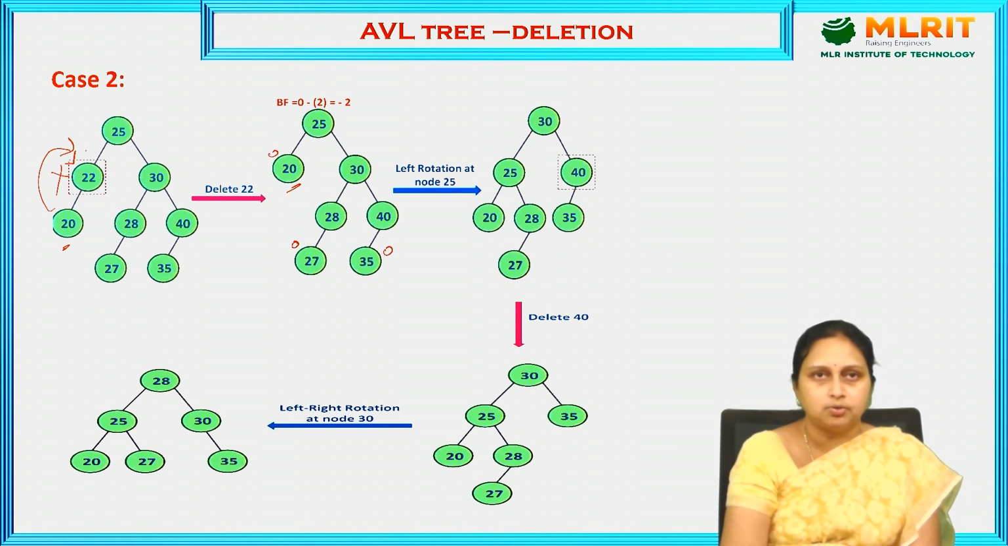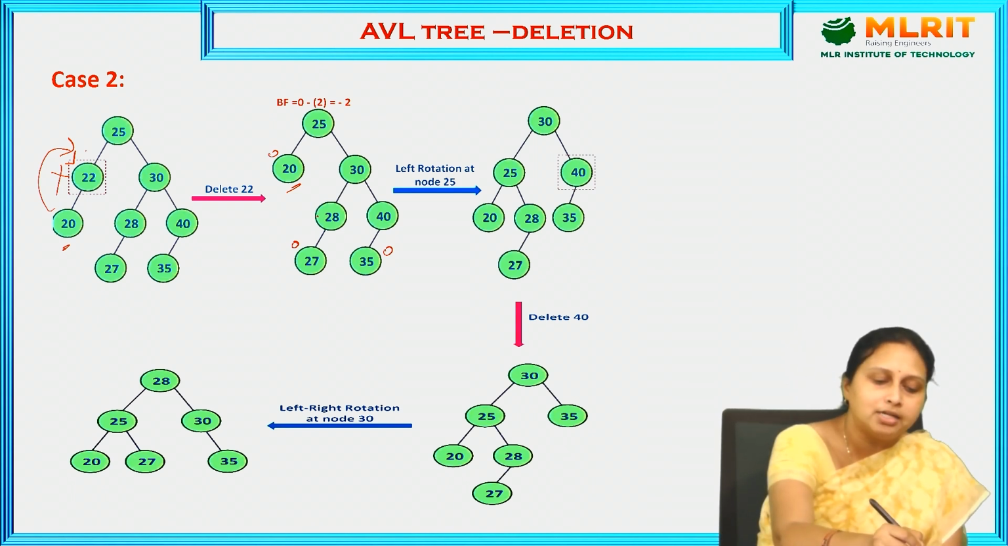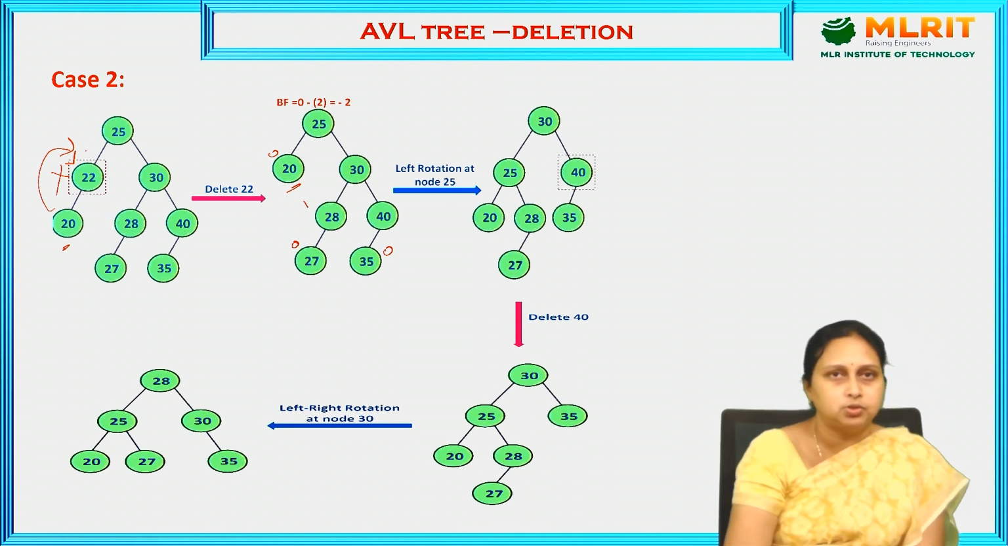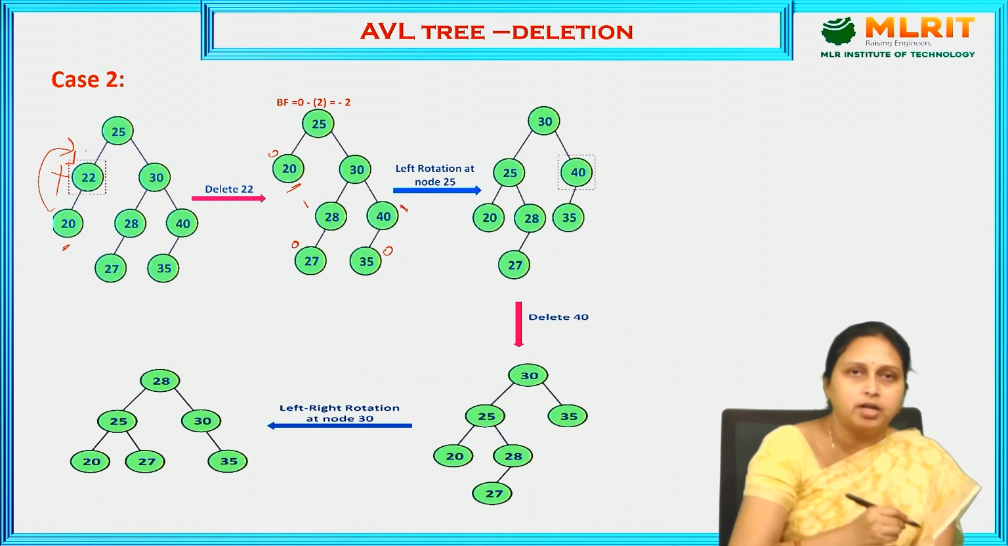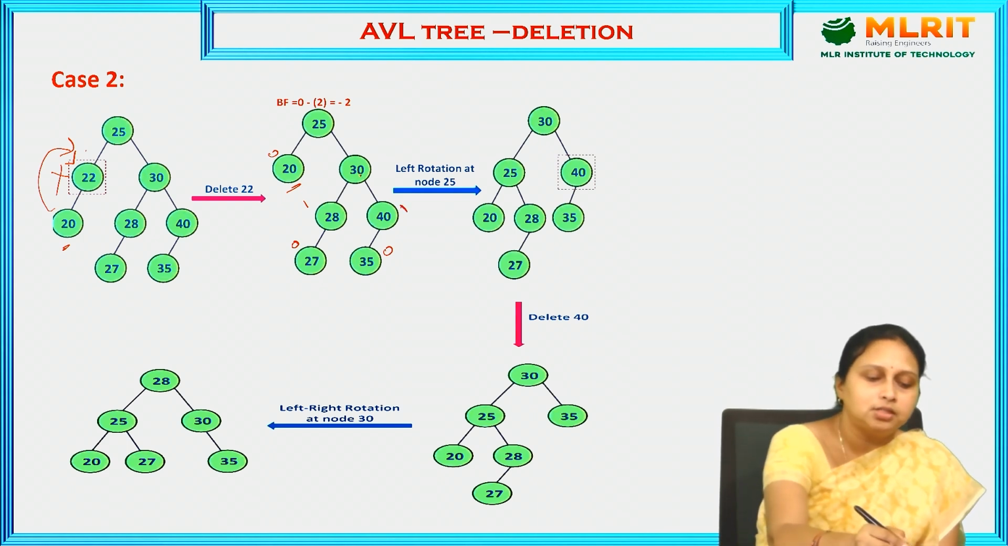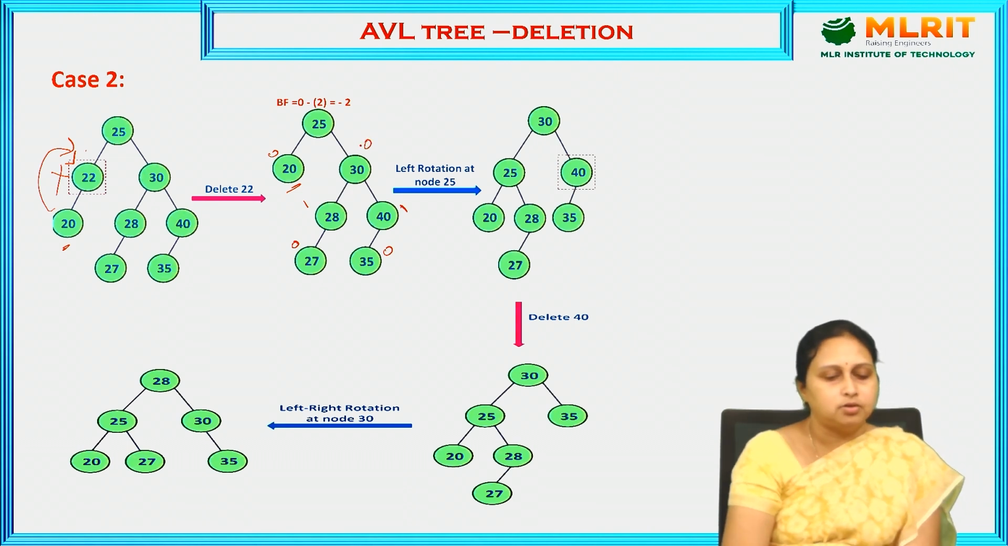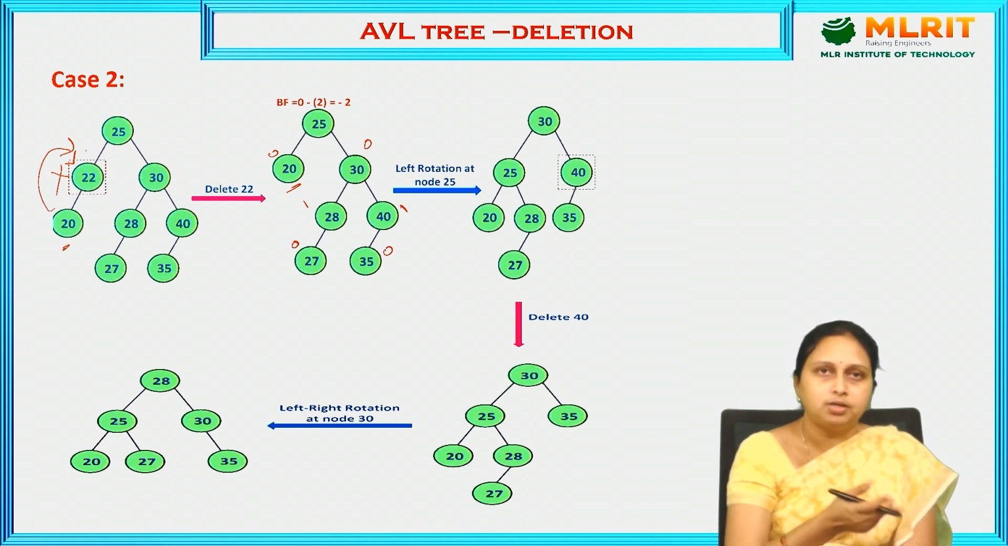Because of that, 0. Now, for 28, what is the balance factor? You have the left child, but we don't have the right child. That means 1 minus 0 is nothing but 1. And this is also the left child. This is also 1. And for 30, you have the left subtree and right subtree. Both are there. Because of that, this will be 0. 2 nodes are there on the left subtree and 2 nodes are on the right subtree. That's why it is 0.